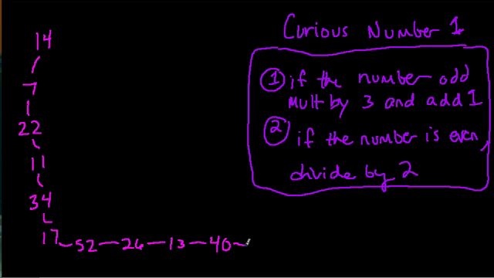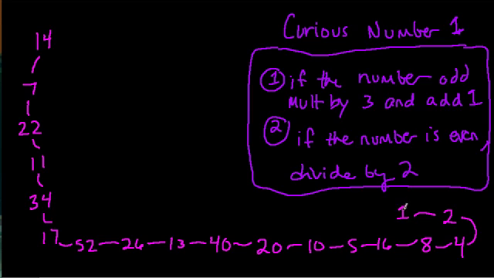That's even. Divide by 2. We get 20. Divide that by 2, we get 10. Divide that by 2, we get 5, but that's odd. So multiply by 3 and add 1, we get 16. Divide by 2, we get 8. Divide by 2, we get 4. Divide by 2, we get 2. Divide by 2, we get 1. Now, that went all over the place, but we started with a random number, followed these two rules, and we ended up at 1. Let's try a number close to 14 and see what happens.